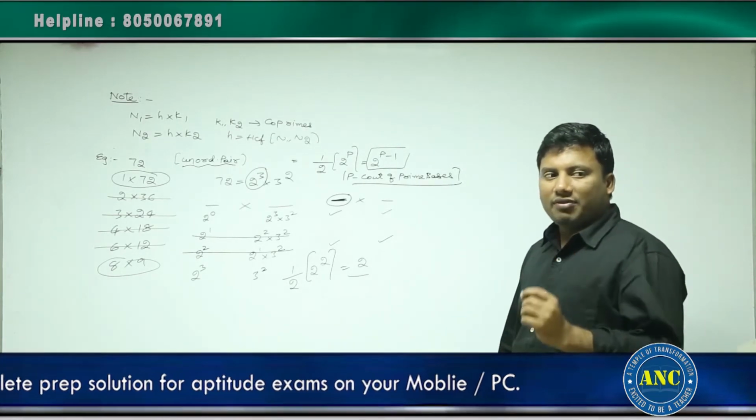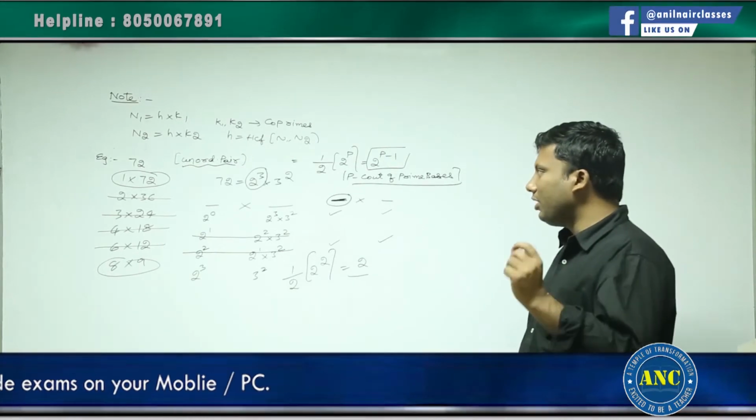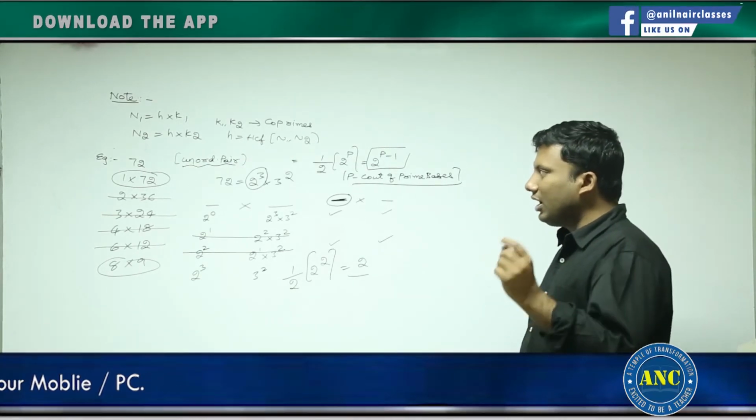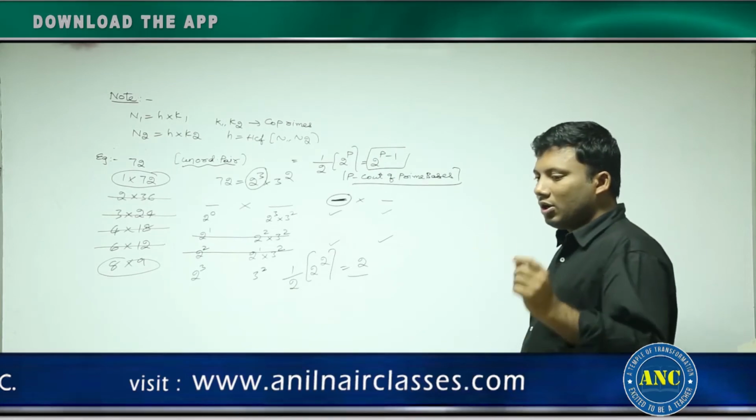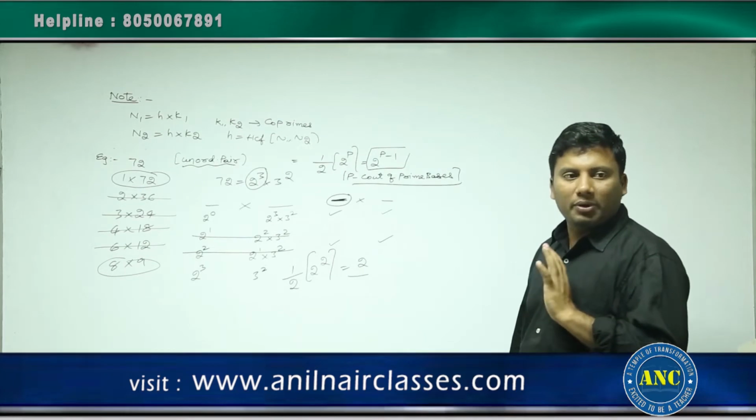Number of ways of writing a number as a product of 2 co-primes is given by 2 power p minus 1 if it is an unordered pair, 2 power p if it is an ordered pair. I hope it is clear.